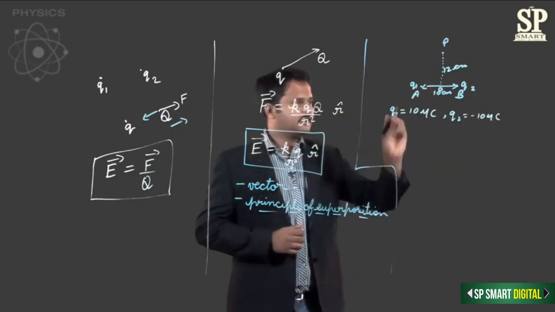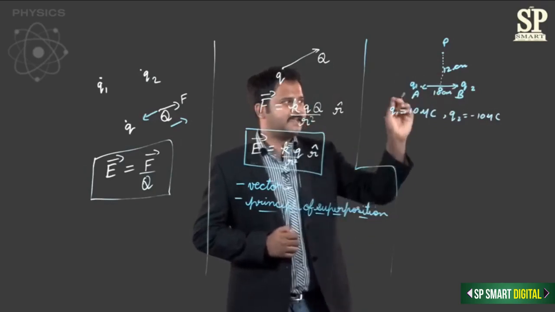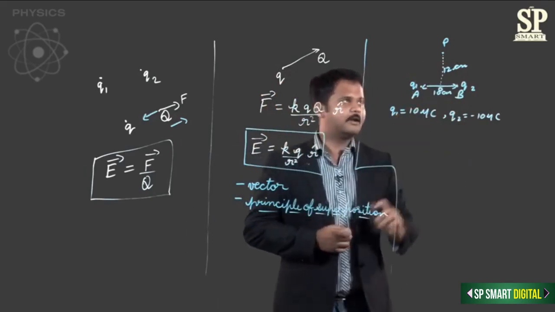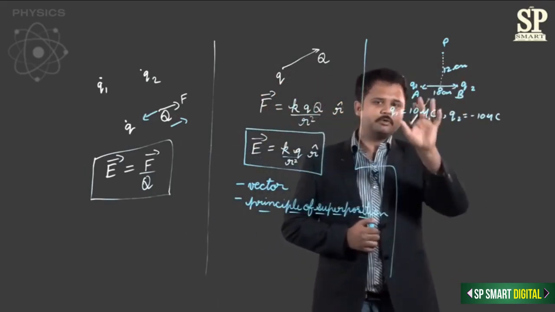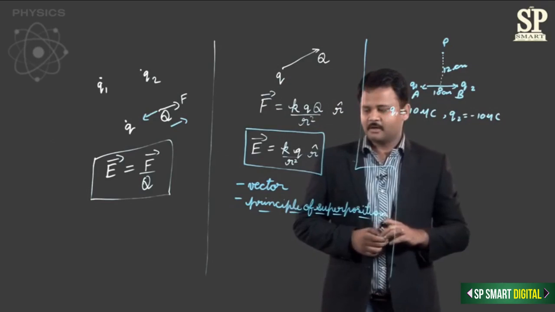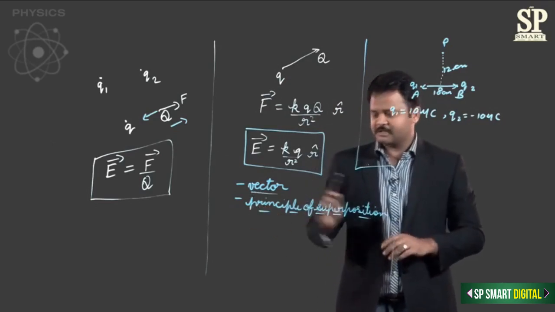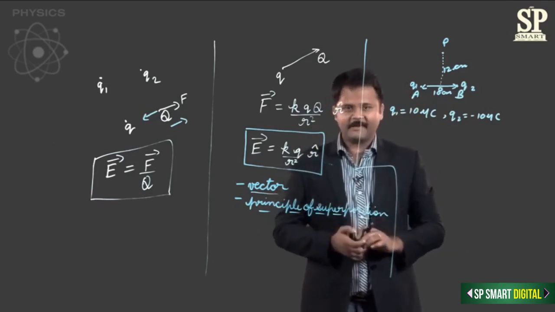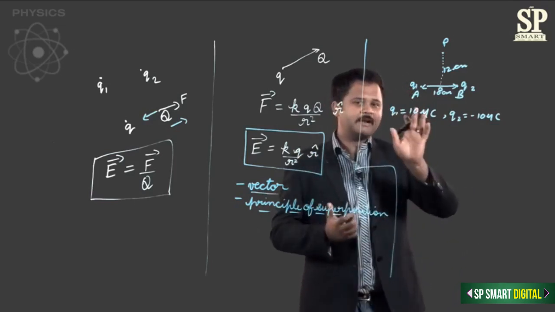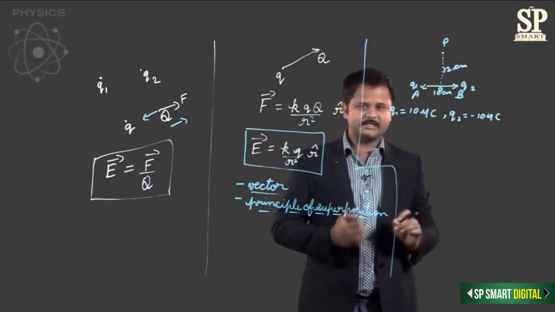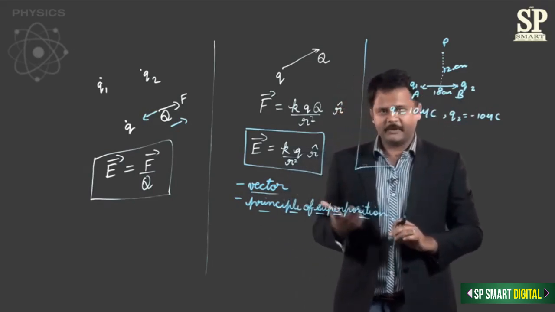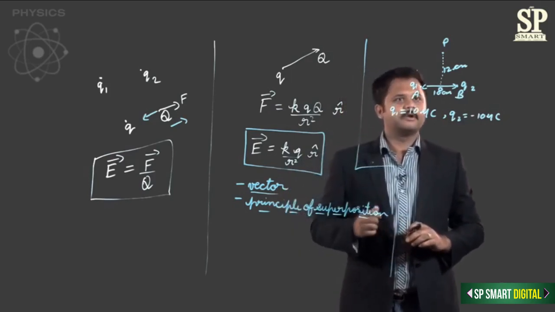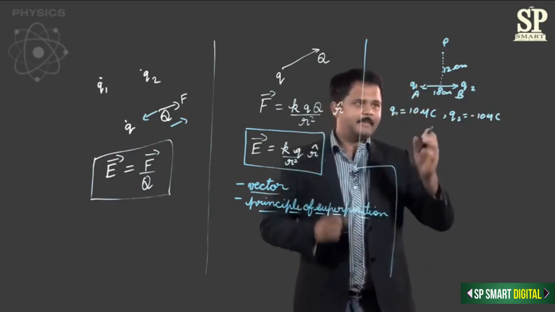What we have here is these two charges kept at points A and B, and we are tasked with finding out the total electric field at point P due to the combination of these charges. Obviously, these two conclusions that we drew by looking at the formula for electric field will be very relevant here. We will treat the electric fields due to individual charges as vectors, and then we will use the principle of superposition to find out the resultant electric field. So let's apply the math here now.